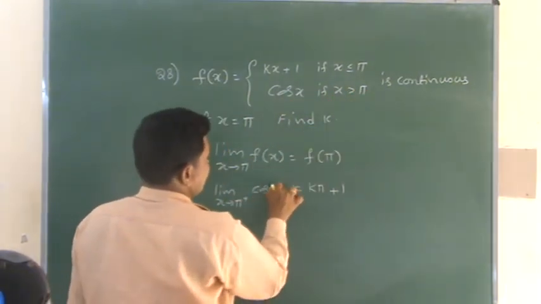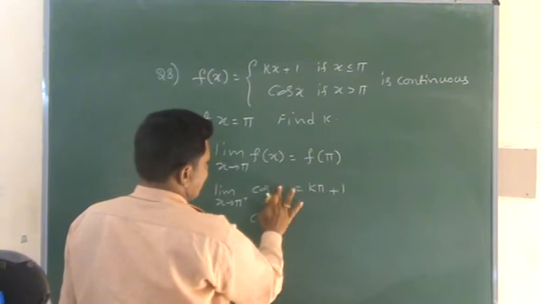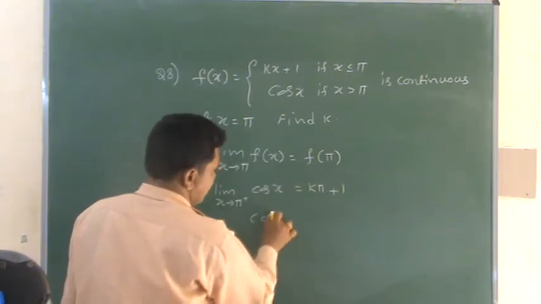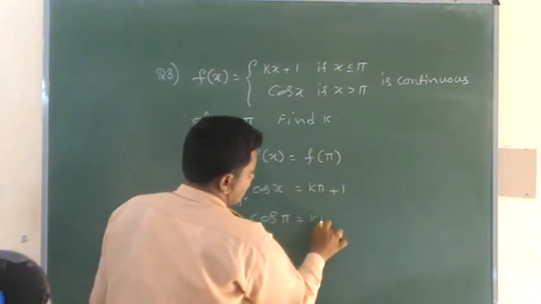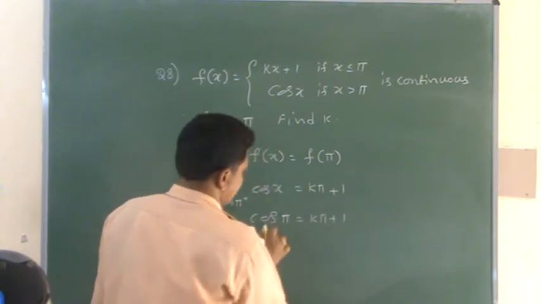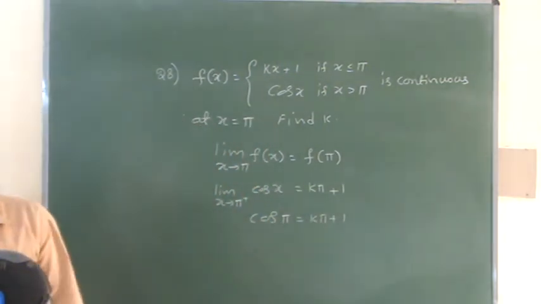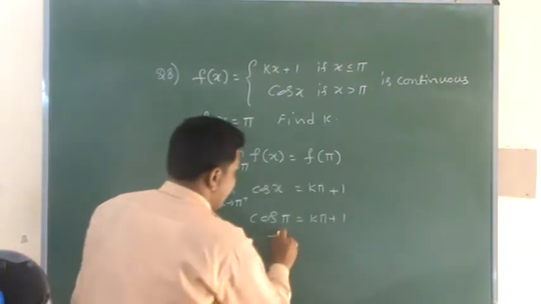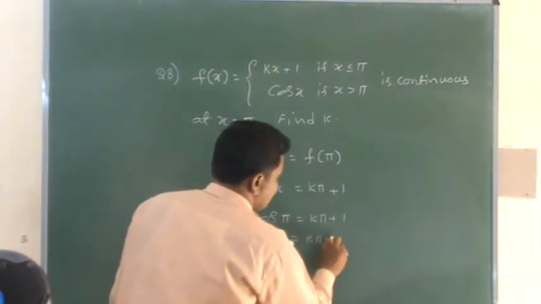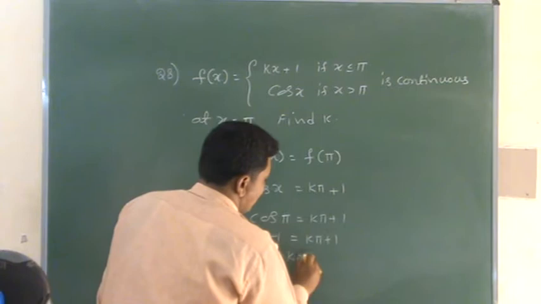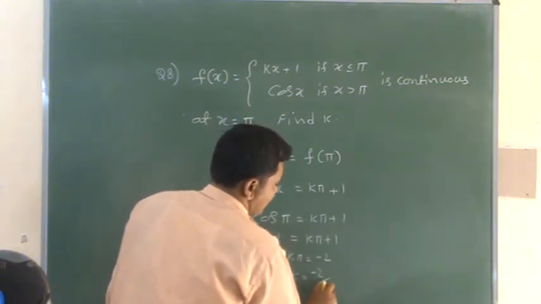It is cos pi. So cos pi is equal to k pi plus 1. What is cos pi? Tell me the value. So it is minus 1 is equal to k pi plus 1. k pi is equal to minus 2. So k is equal to minus 2 by pi.